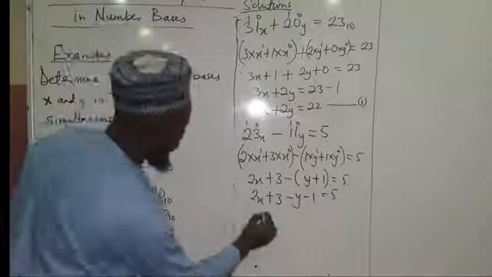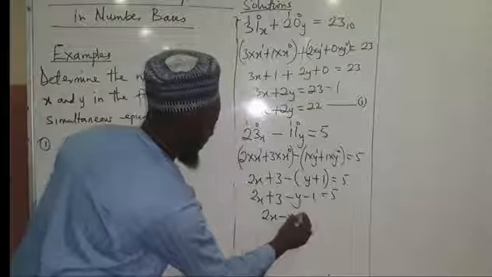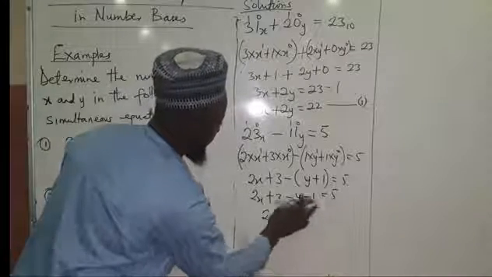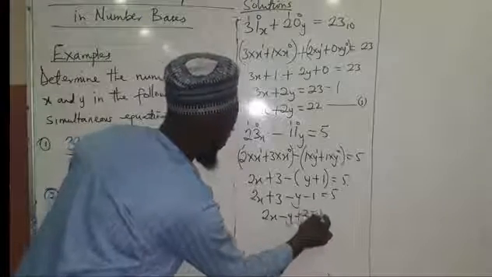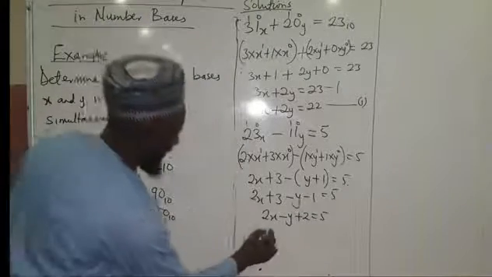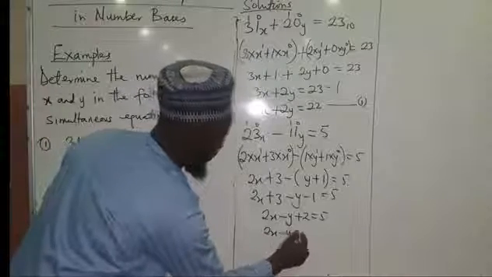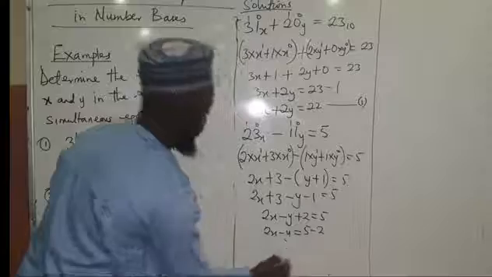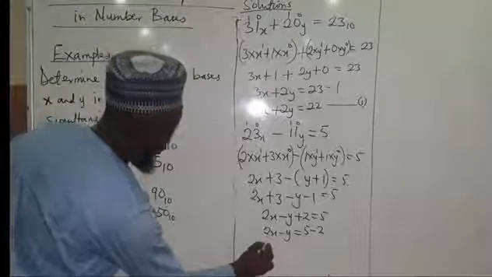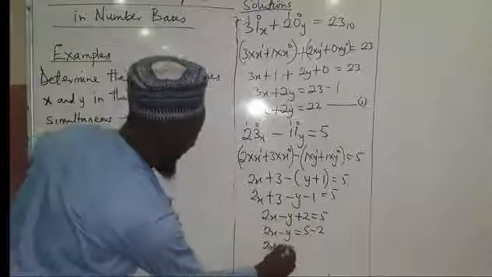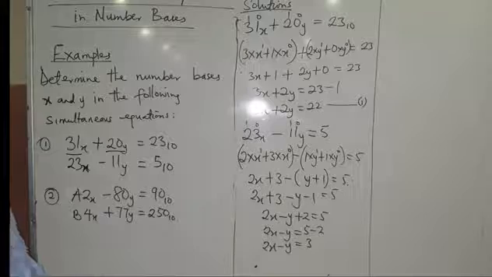So this will then be 2x minus y plus 3 minus 1. Plus 3 minus 1 will give us plus 2 equals 5. So we can then collect like terms. That will be 2x minus y equals 5 minus 2. I hope I'm making sense. So this will then give us, final one will be 2x minus y equals 3. 2x minus y equals 3.